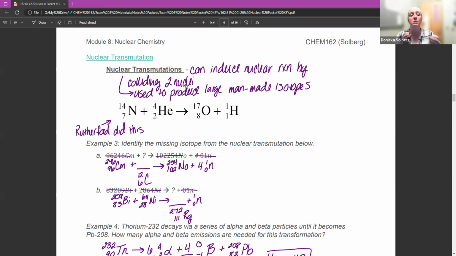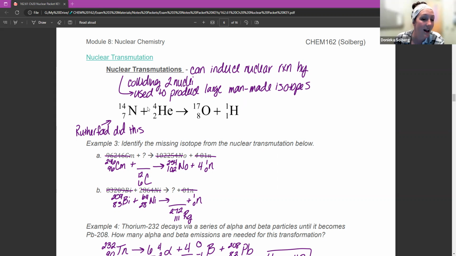But if I am specifically trying to induce a nuclear reaction by colliding things, this is how we actually made those large man-made isotopes. So if you're thinking of the periodic table, the stuff on the bottom, a lot of those are man-made, and we made them by essentially shooting neutrons at other particles. Okay? So we're trying to make these things.